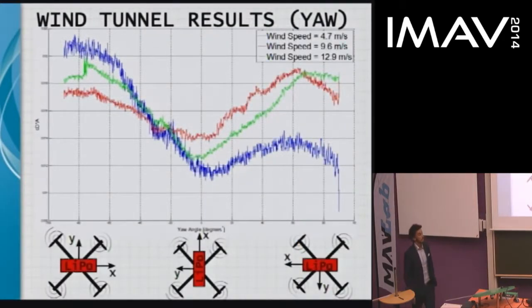These are the results that we got from the wind tunnel, and you can see that we used 3 wind speeds. The first one is the blue one, 4.7 meters per second, then 9.6 and 12.9. On the x-axis, probably it's too small, but you can understand the orientation of the quadrotor from the picture below.